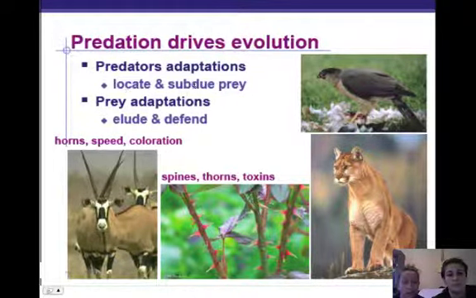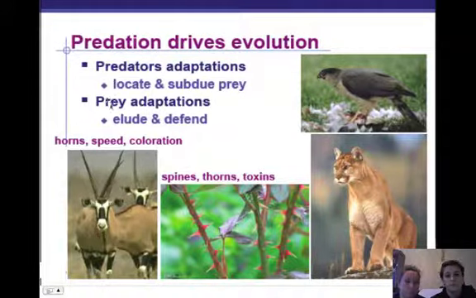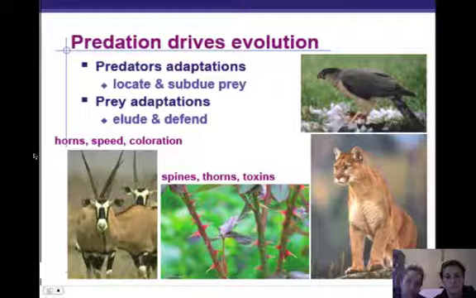So as far as locating and subduing prey, locating, obviously they need to find them. Subdue them basically means they need to have control over them. And then prey adaptations, elude and defend. Elude is basically staying away from the predator. Defending, obviously, once they are in contact with the predator, defending themselves accordingly. So they're just showing some examples down here. We've got horns, speed, coloration, spines, thorns, toxins as far as plants go, some of the defense mechanisms that they have as well.